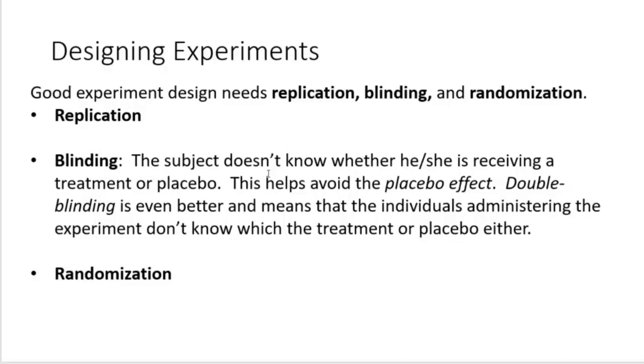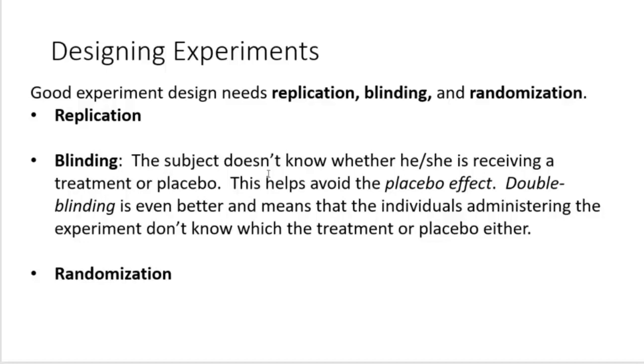You feel better, or if it was a negative experiment, maybe you feel worse because you just think that you've been given something to make you feel that way, and the mind is powerful. Now, double blinding means that neither the individuals administering the experiment nor the subjects know which one is which.